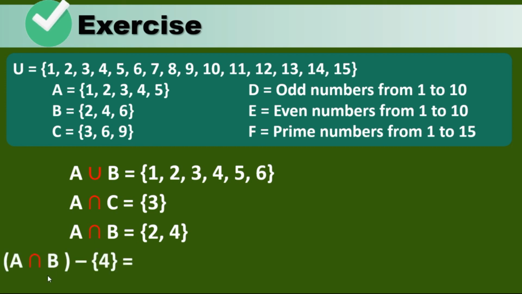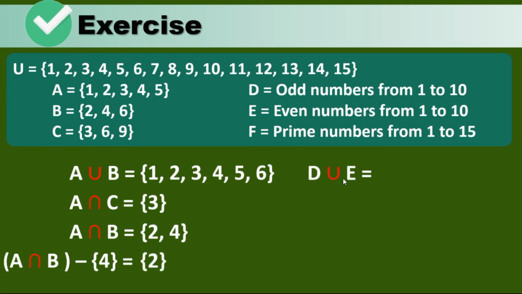What if we have something like this one? The quantity of A intersection B minus the set that contains 4. In operations of set something like this one, we need first to do the quantity inside the parentheses, which is A intersection B. What is A intersection B a while ago? 2 and 4. The set that contains 2 and 4 minus the set that contains 4. What is left? It's only 2.